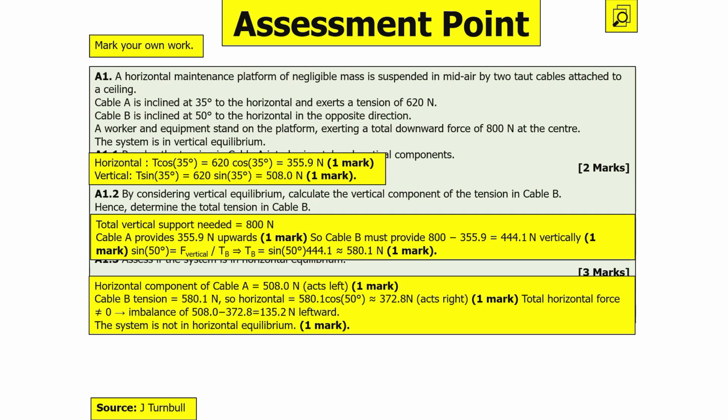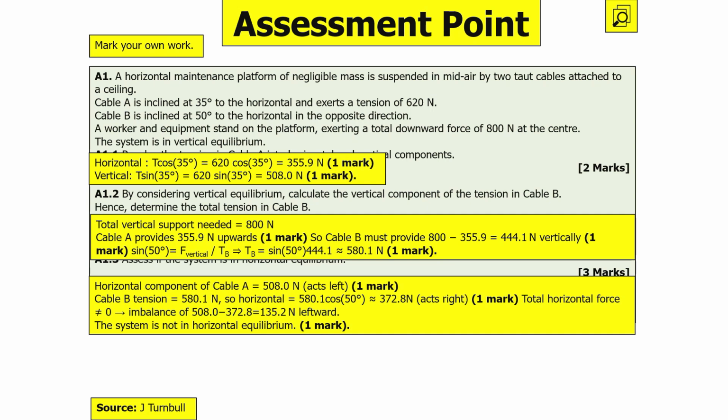For the final part of the question, the horizontal component of cable A, as we've just worked out, is 508 newtons. Now the cable B tension, if you work it through, is going to be 580.1 newtons, as shown in the previous question. So therefore, 580.1 times cos 50, which is the horizontal component of cable B's tension, is going to be 372.8 newtons.